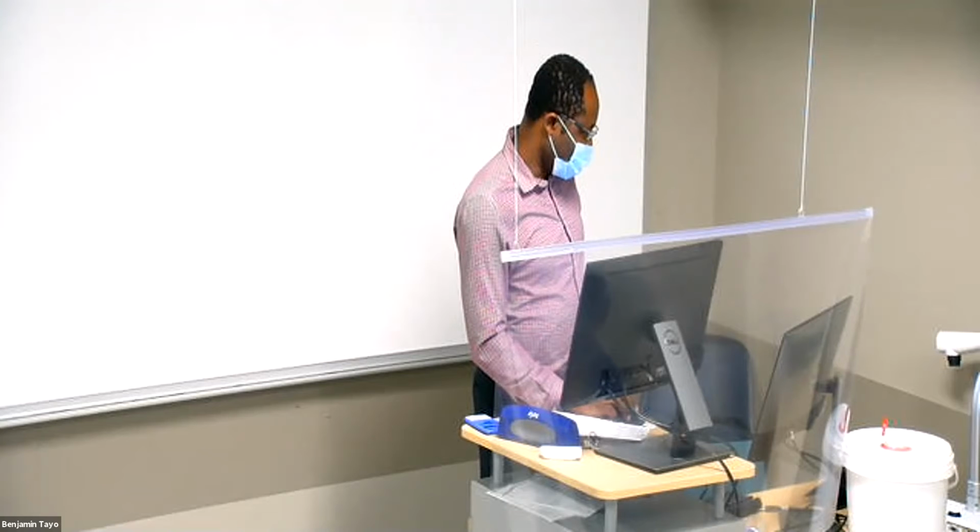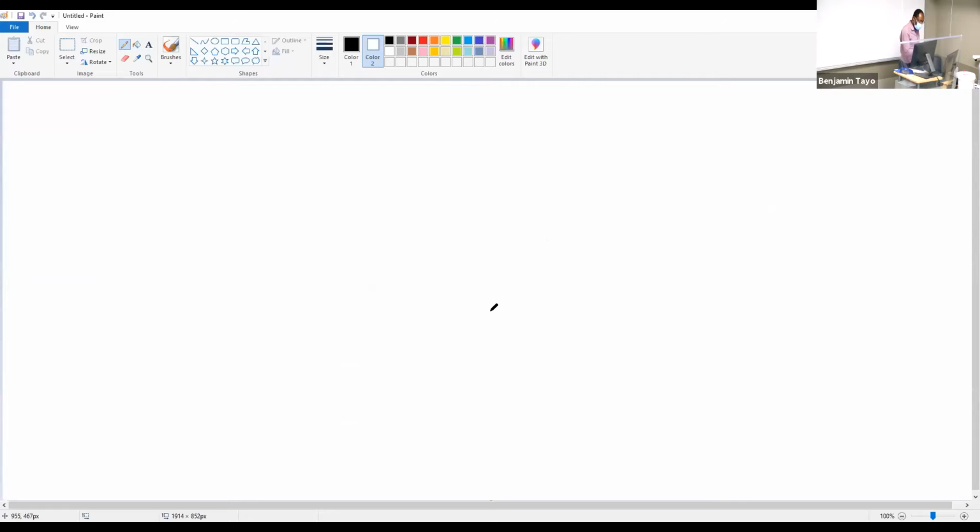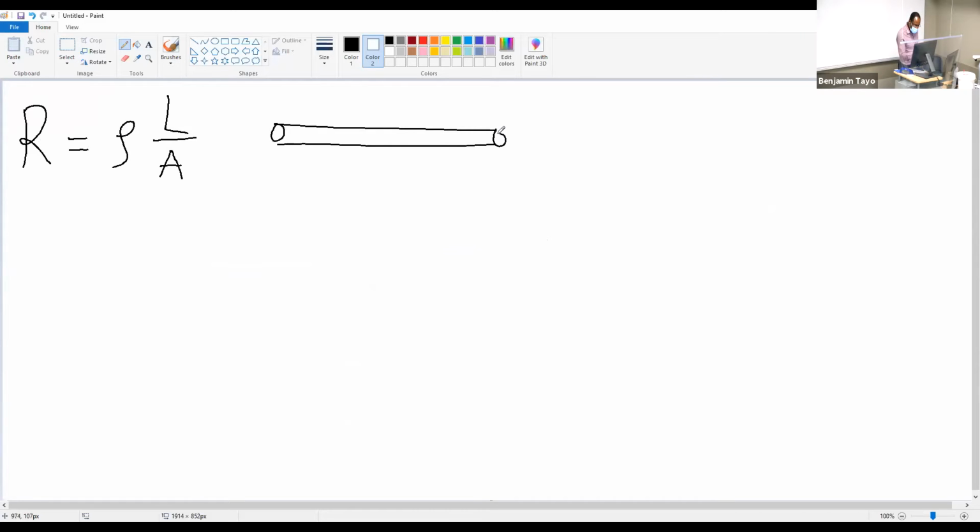So I want to share my other screen. So this is the equation that you use to calculate resistance. So resistance is resistivity times length over area. And so what I'm going to do is take two types of material. So this is my copper, and this is my glass.